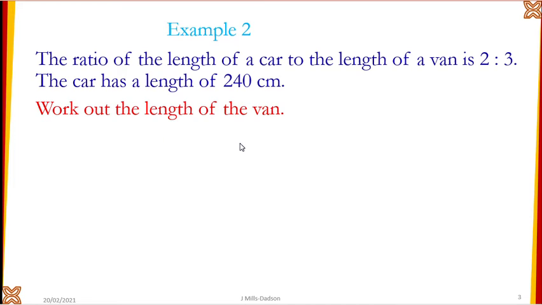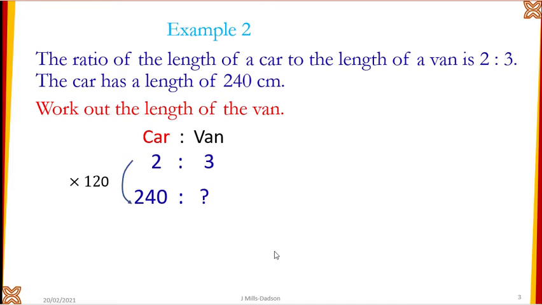Second example. The ratio of the length of a car to the length of a van is 2:3. The car length is 240 cm. Work out the length of the van. So the same way, car, van, 2:3. This 240 belongs to the car, so put it under car. There's a question mark. Check the connection.